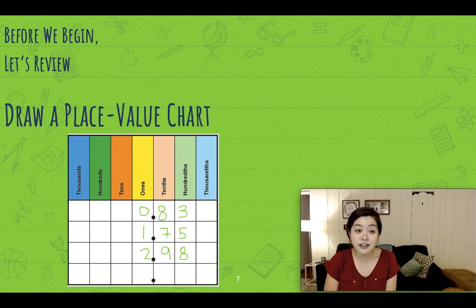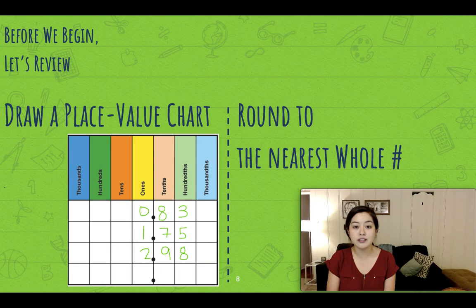So we're going to look at these three decimals here for now. In the first row, we have 0.83. In the second, we have 1.75. And in the third row, we have 2.98. Now, what I would like to do is round to the nearest whole number.